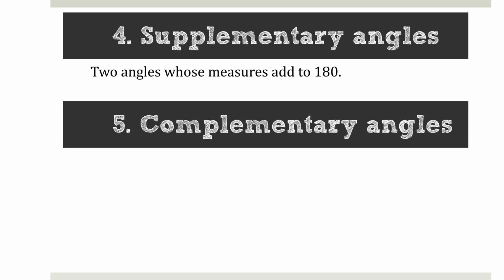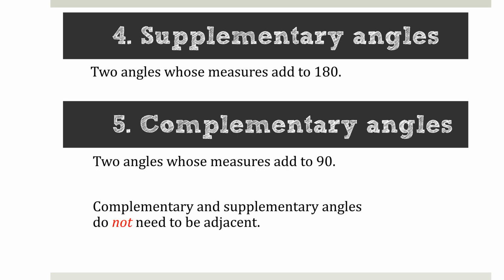Last pair, complementary angles. Two angles that add up to 90 degrees. 30 and 60, 45 and 45, 1 and 89, x and 90 minus x. That last statement is pretty important. Adjacent angles are very specific as to where they're located. A linear pair is very specific, a vertical angle is very specific. These are not at all. You could have angles on opposite sides of the globe. If one angle is 2 degrees and the other one is 88, then they're complementary.